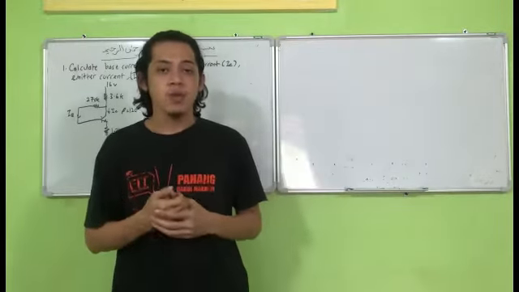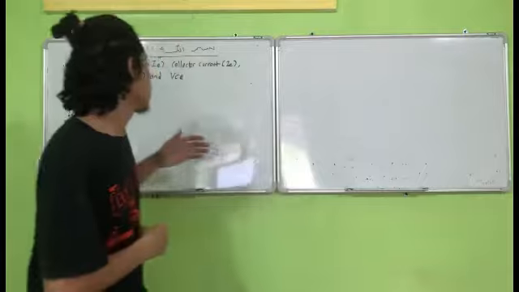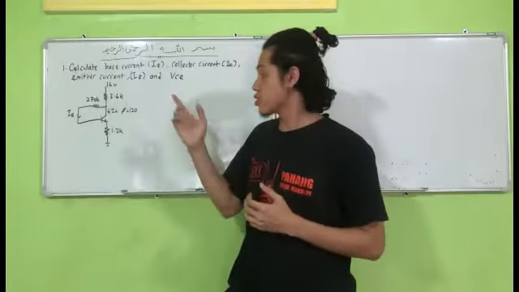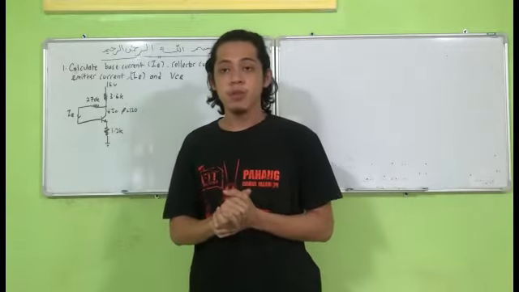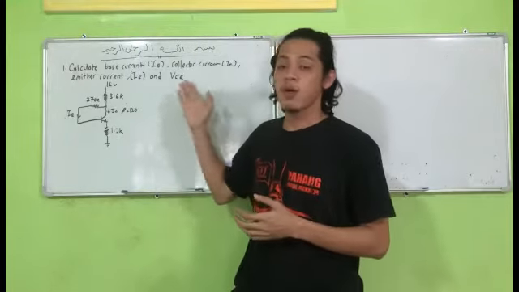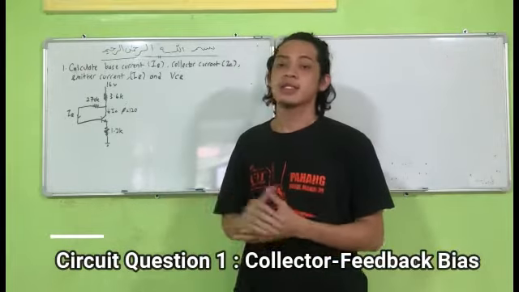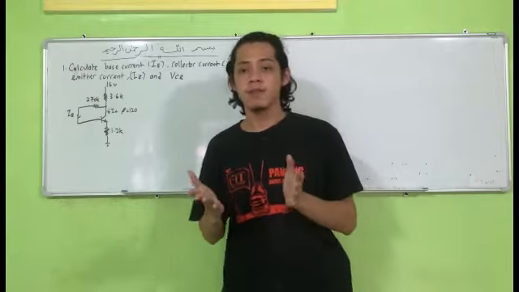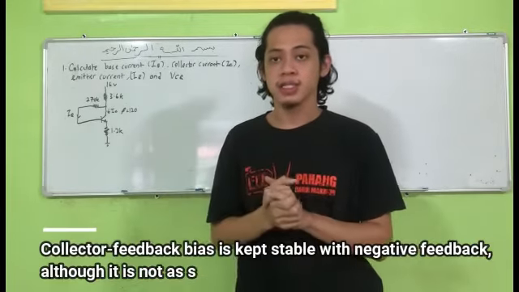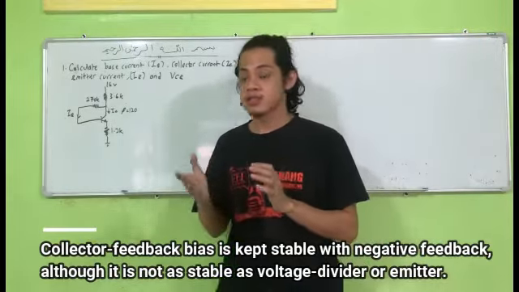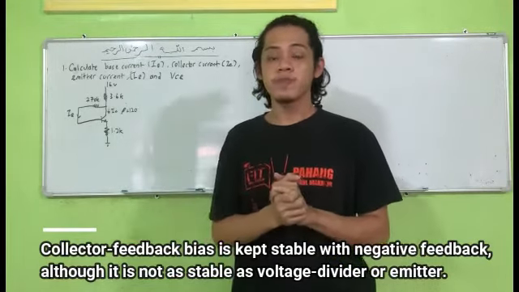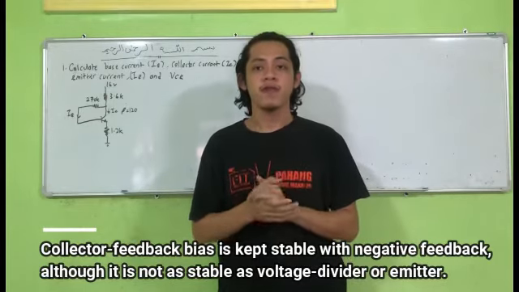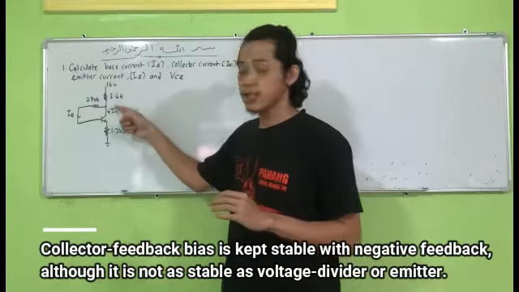So today, I will be in charge of explaining this question to you. To solve this question, before that we must know what type of circuit it is. As you can see, this circuit is in collector feedback bias. What is collector feedback bias? Collector feedback bias is a circuit that tries to stabilize the operating point by introducing a feedback path from the collector to the base.